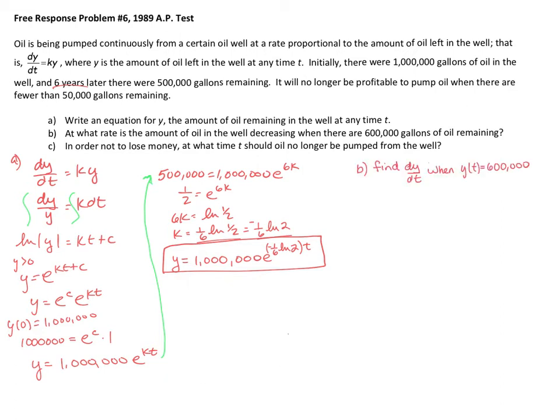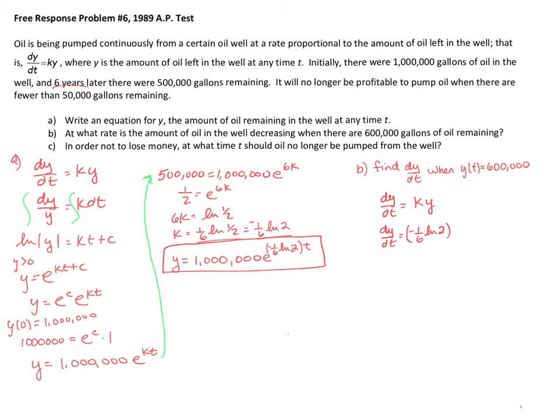All right, so now we're going to do part B. At what rate is the amount of oil in the well decreasing when there are 600,000 gallons of oil remaining? This can be a really tricky problem for a lot of people. But the sad thing is, it's unbelievably easy, because you already know from the very beginning what dy/dt equals. dy/dt equals k times y. You were told that. So dy/dt is going to equal ky, where k is negative 1/6 ln of 2.